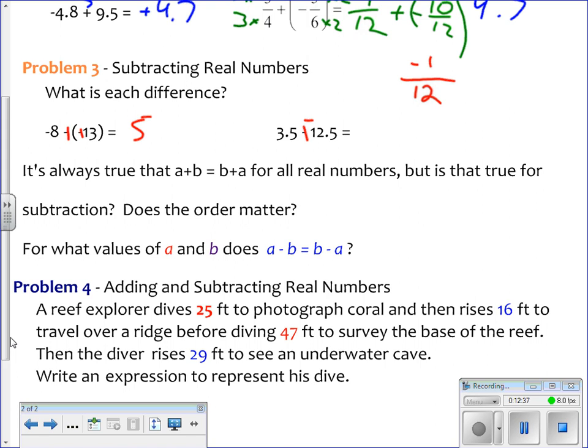This is a little harder, but it's not that bad. 12.5 minus 3.5, right? Because if they're different signs, you subtract, and give your answer the sign of the larger one. 5 minus 5 is 0. 12 minus 3, what's 12 minus 3? 9. So I get 9, and my answer is negative.